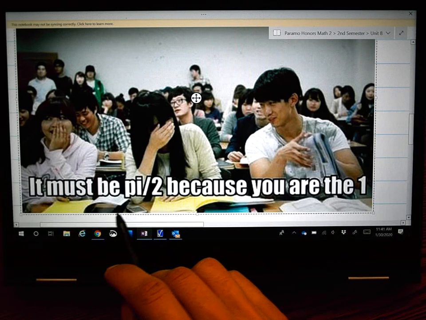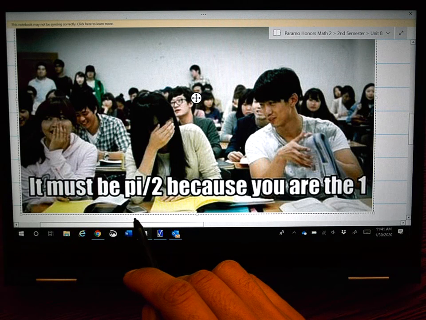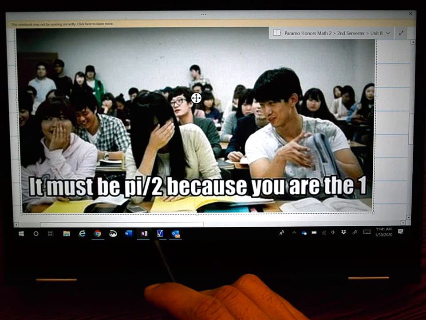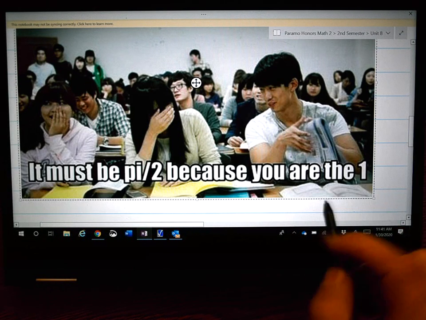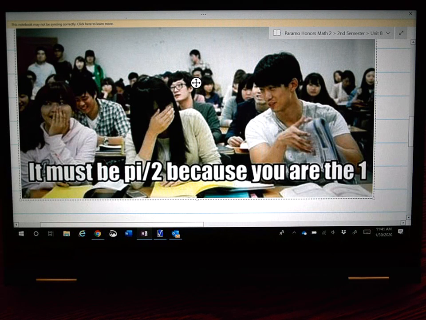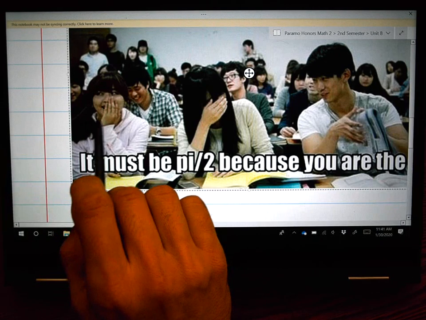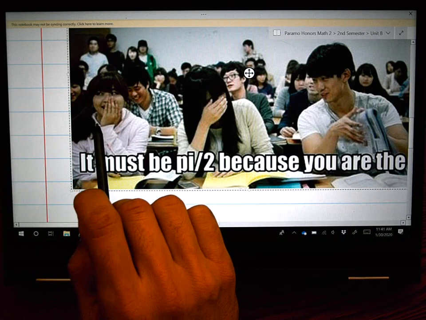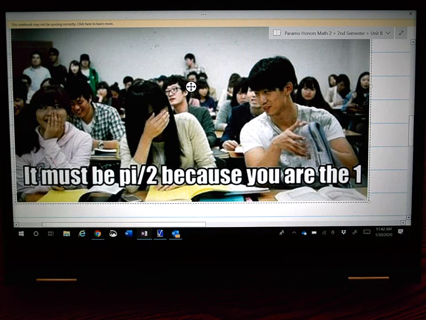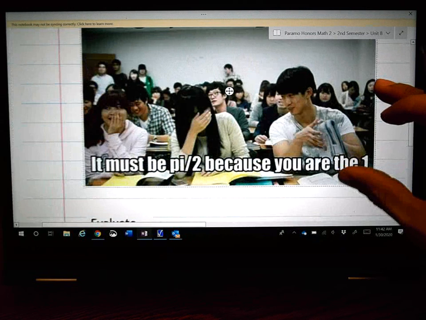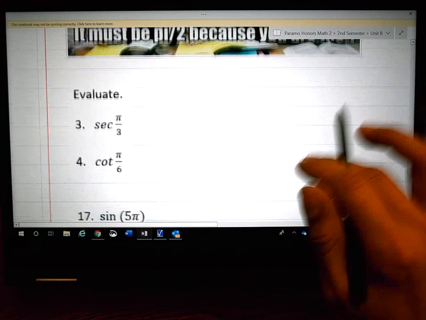And then he says, "It must be pi over 2." If you don't know and you go to pi over 2 on your unit circle, look at what the sine is of pi over 2. Straight up and down, the sine is the 1. What's your sign? It must be pi over 2 because you're the 1. And then the best part is the friend's face. She's like, "Oh my gosh, how embarrassing." I like it. Attaboy. Way to go. Some of you might actually find yourself having to talk to a neighbor one day. It'll be great. Hey. I don't know. I just like it.